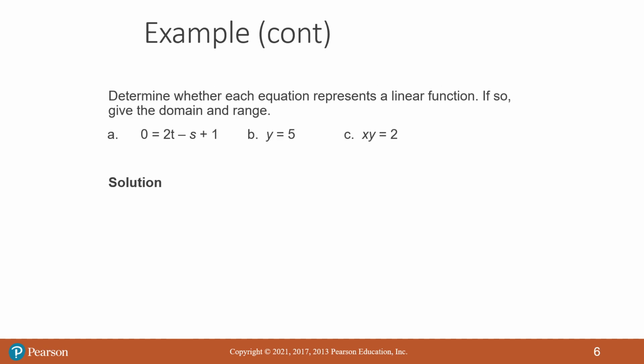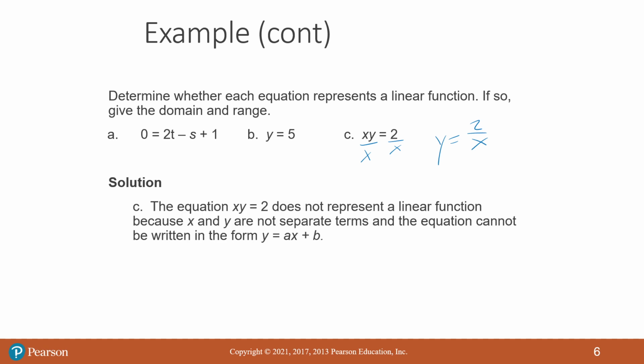Now, how about c? In c we have xy equals 2. Now let's try to get y by itself. I'm going to divide by x to do so, so I'm going to get y equals 2 over x, but x is in the denominator. The equation xy equals 2 does not represent a linear function because x and y are not separate terms, and the equation cannot be written in the form y equals ax plus b, because when we try to do that, the x wound up in the denominator, not the numerator, and we had an issue. So that is not a linear function.